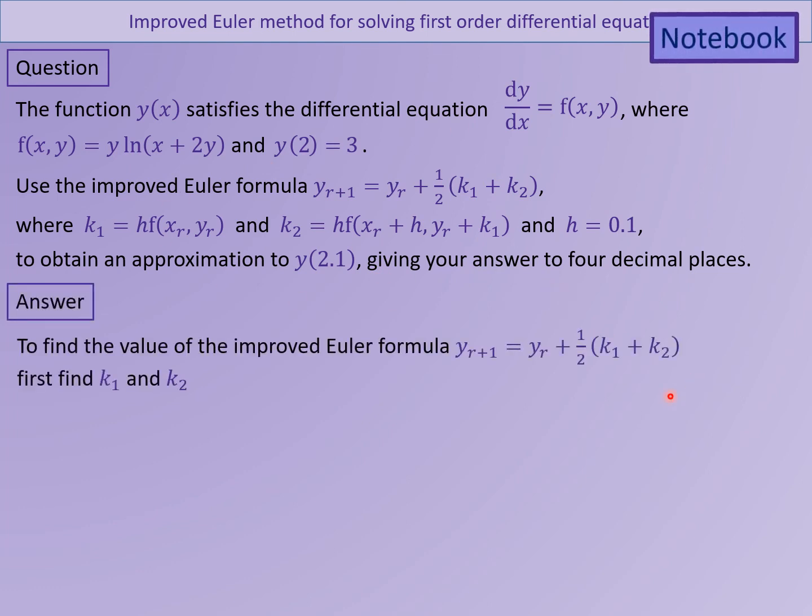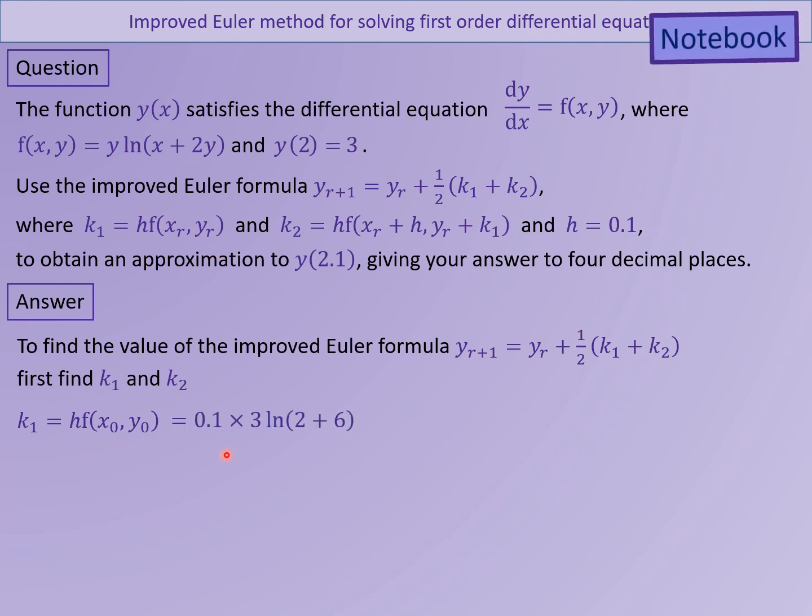Okay, so to find the value of the improved formula, first thing I'm going to have to do is work out k1 and k2. So there's no point in trying to just put it into here, because I need to know what k1 and k2 are. So I'm starting off with that very first value, x0, y0. That's going to get me my first k value. All right, so I'm just starting off with the very first values.